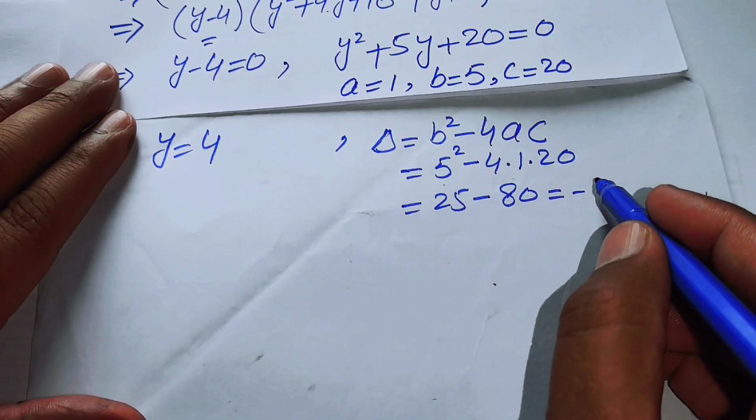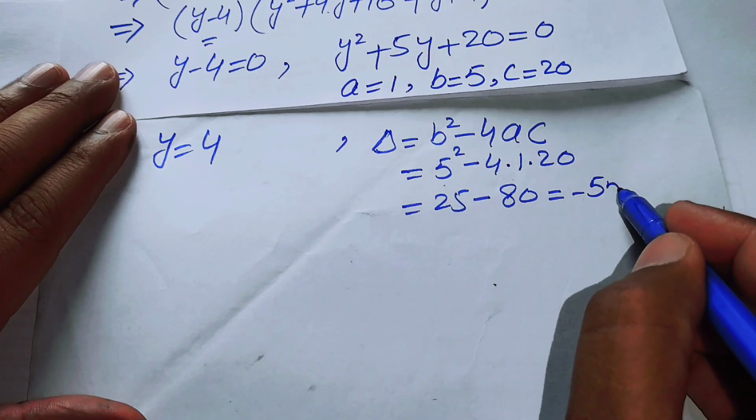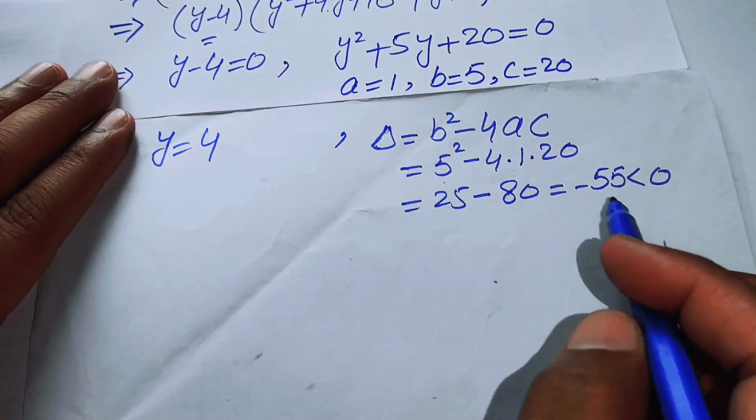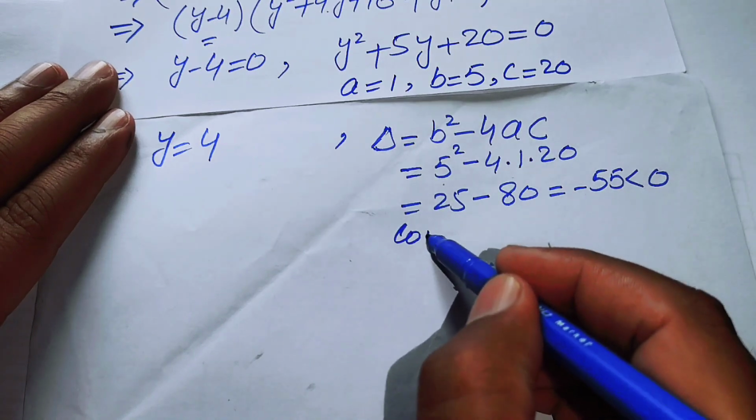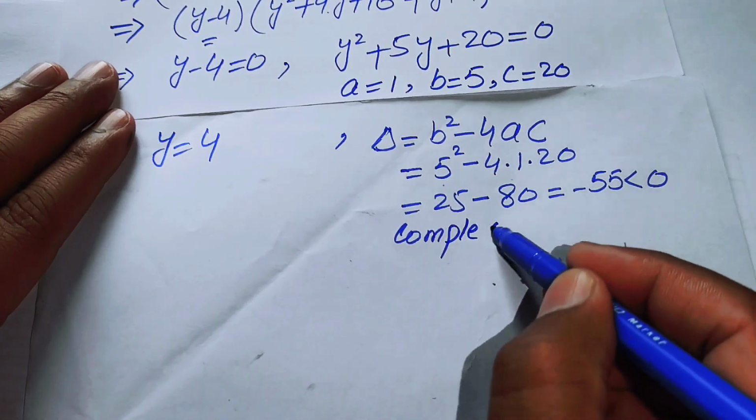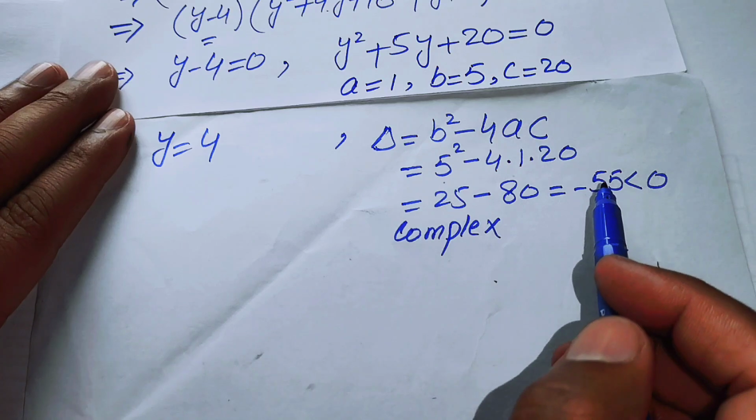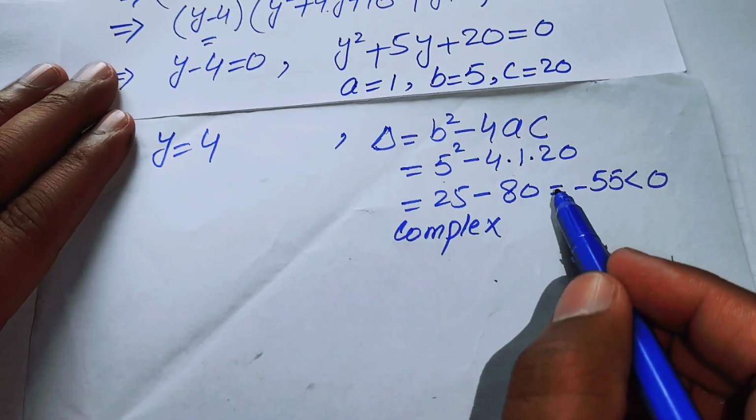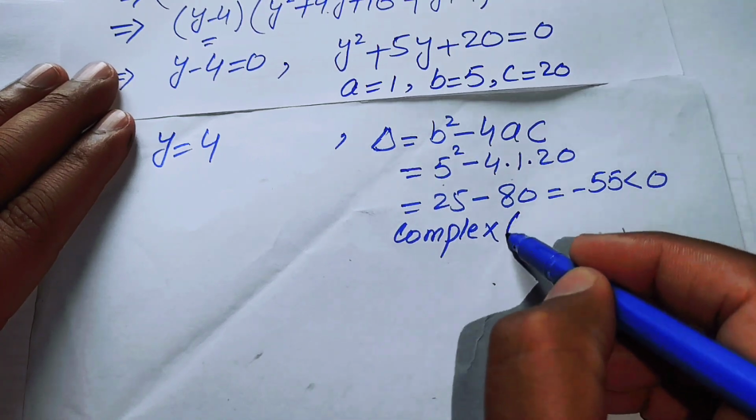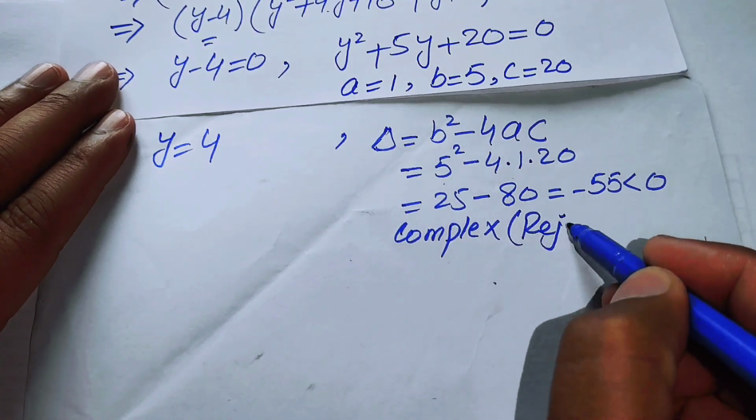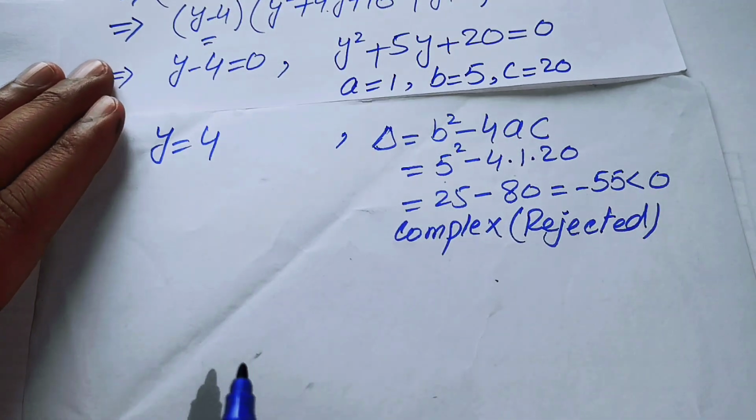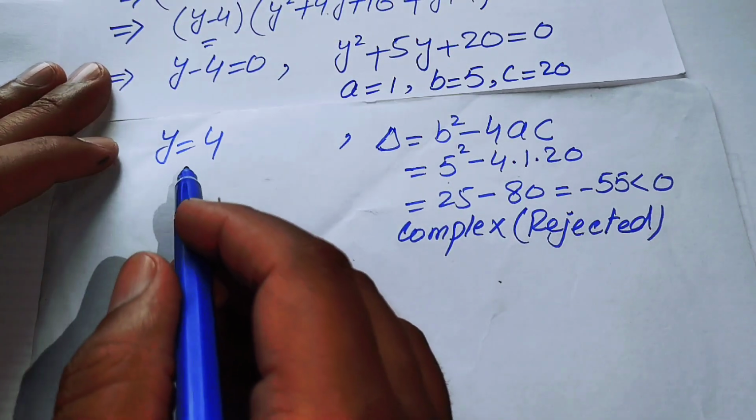So it is less than 0, and we can say that if our delta is less than 0, its roots are complex or imaginary, and if our delta is greater than 0, our roots are real. So because here delta is less than 0, our roots are complex, so I can reject this case, because I can proceed only with real roots, so we can proceed with this case only.